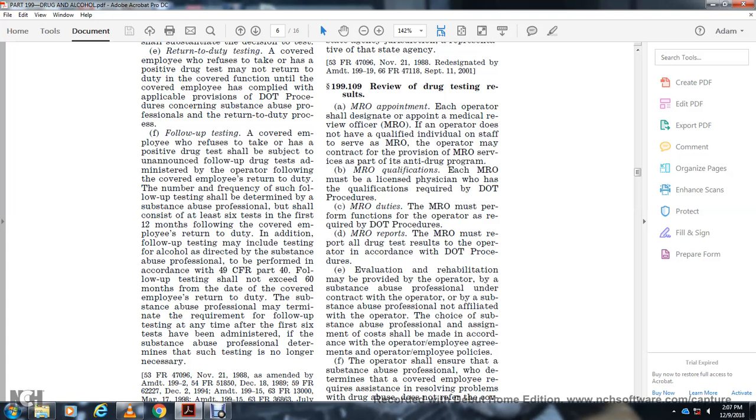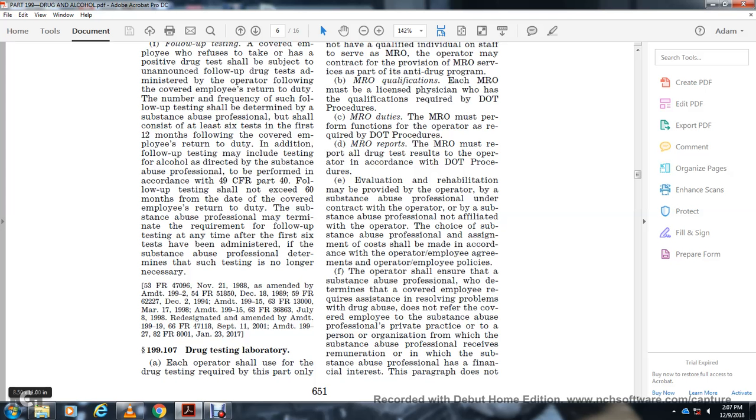The substance abuse professional shall consider at least 6 tests in the first 12 months following the covered employee's return to duty. In addition, the follow-up tests may include testing for alcohol, as directed by the substance abuse professional and performed in accordance with Title 49 CFR Part 40. The follow-up testing shall not exceed 60 months from the date of the covered employee's return to duty. The return to duty substance abuse professional may terminate the requirement for follow-up testing at any time after 6 tests have been administered, if the substance abuse professional determines that such testing is no longer necessary.